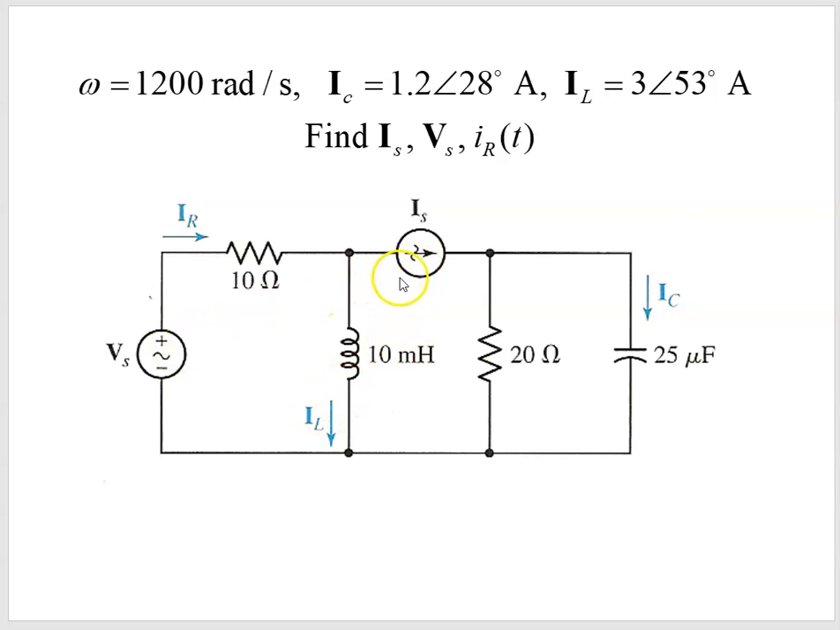We don't know the current from this current source or the current from this voltage source, but we know they're sinusoidal sources, so we can use our phasor analysis. And we want to find the phasor current that represents the current source, the phasor voltage that represents the voltage source, and the time domain current through this resistor. So we can analyze this in the frequency domain and then convert it back to the time domain using our conversion of phasors.